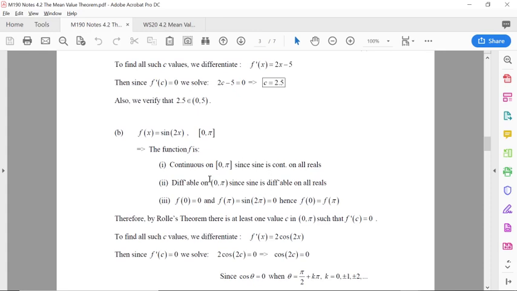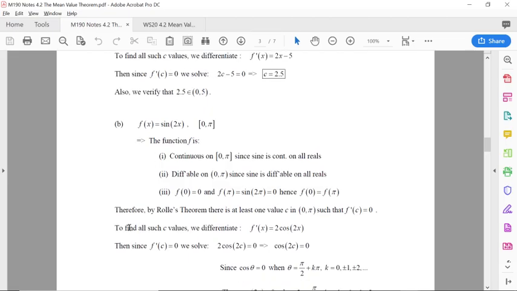Therefore, we know that within the open interval from 0 to pi, there is at least one value we can call c, such that f prime of c is equal to 0. So Rolle's theorem gives us the existence of at least one of these values. And now, can we determine what the values of c would be within that interval?